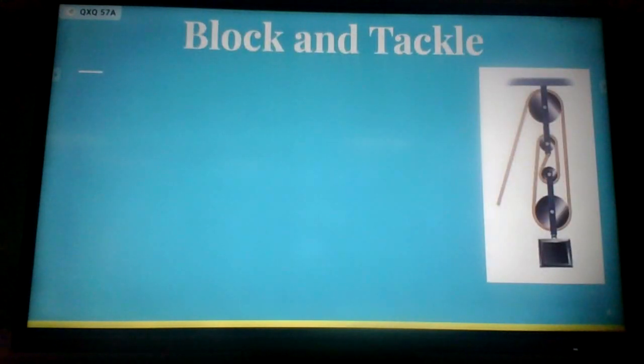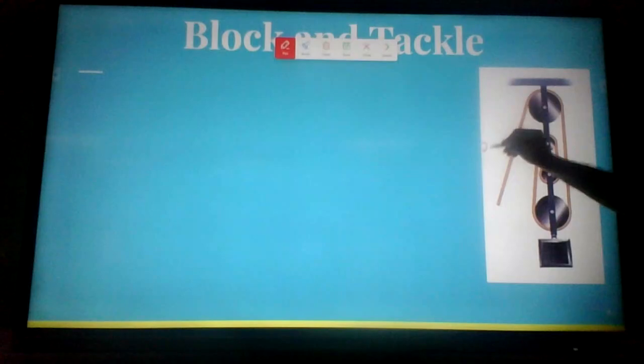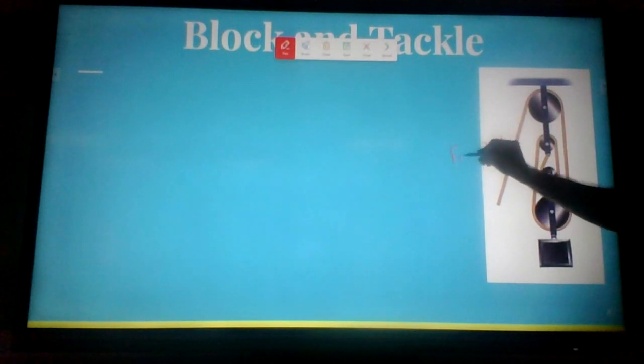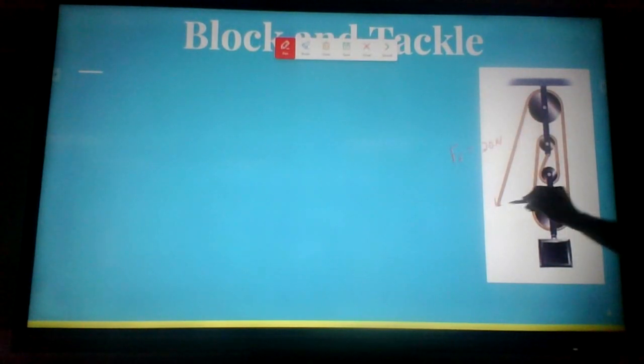Now here you see 4 pulleys and you see 4 sections of rope in between the pulleys. In normal conversation we say 4 ropes, but again it really is 1 rope, but 4 sections of it. Let's take a look here. Let's say that we use 20 newtons of force on the effort. So our force of effort is 20 newtons. And we're going to pull down here.